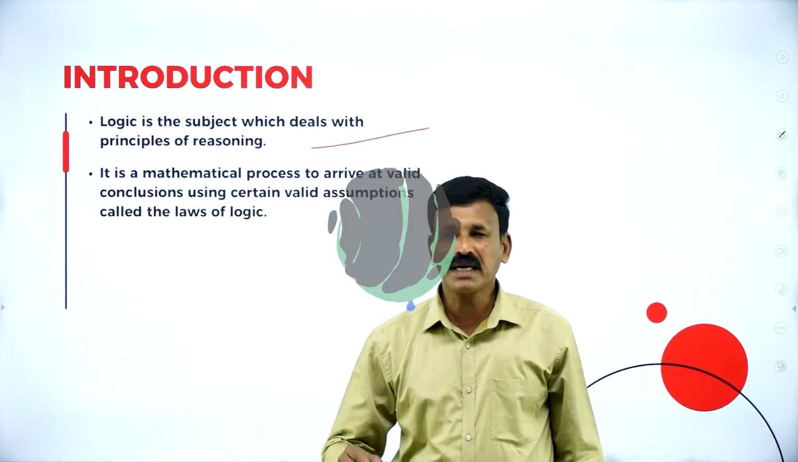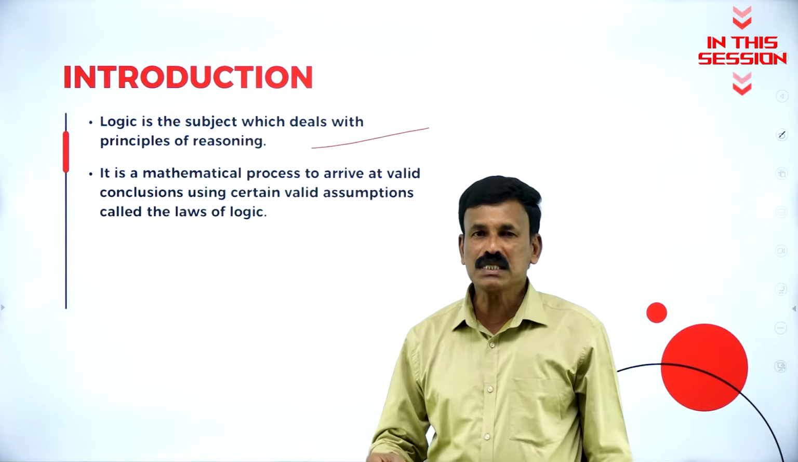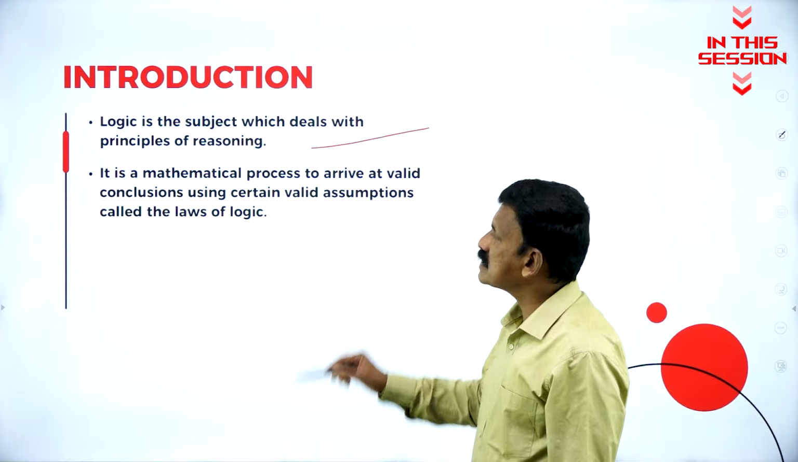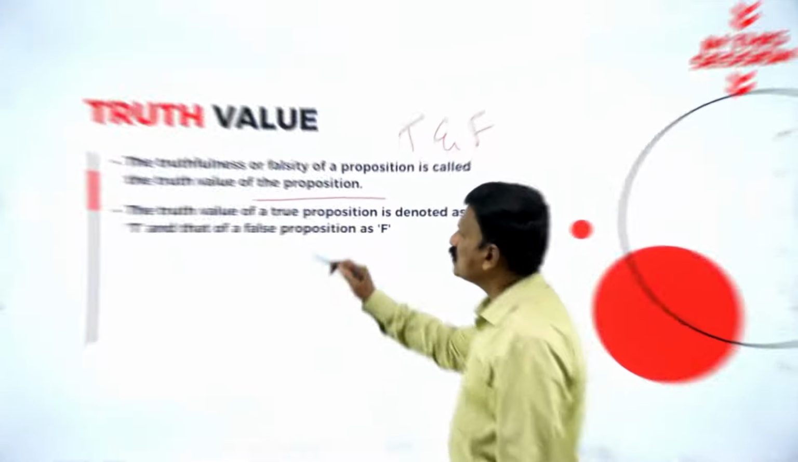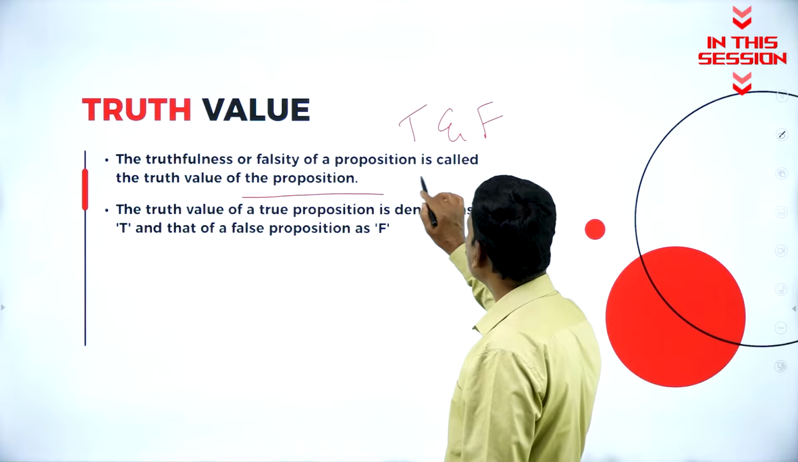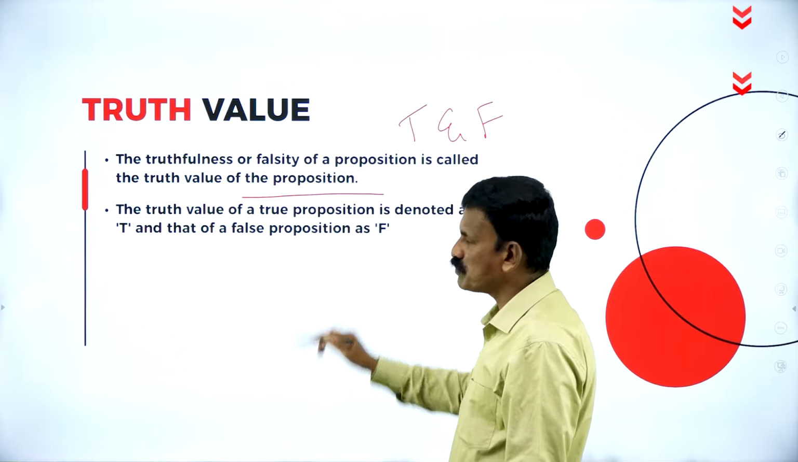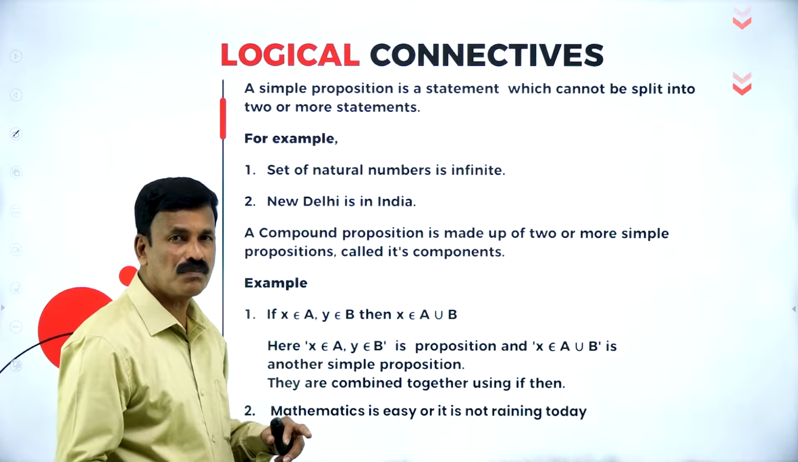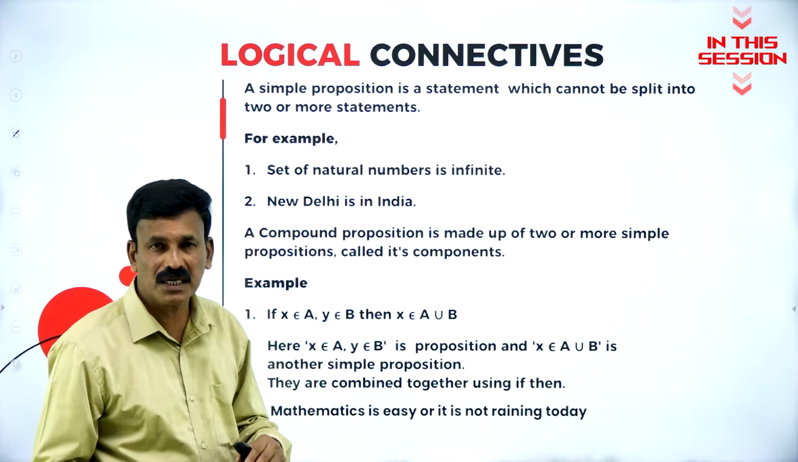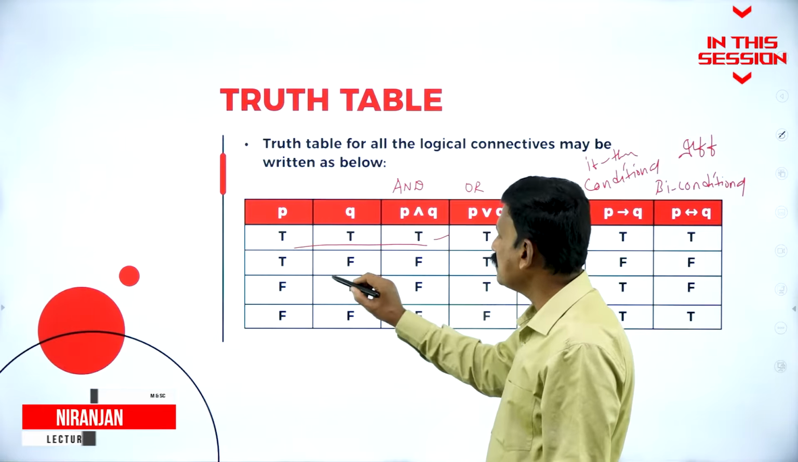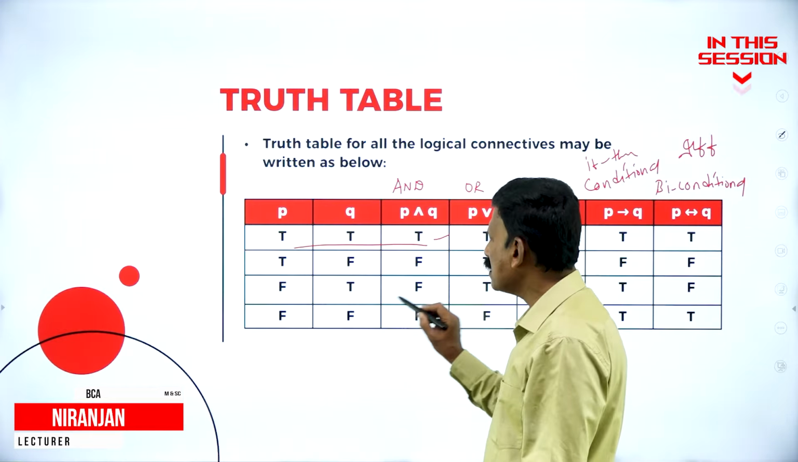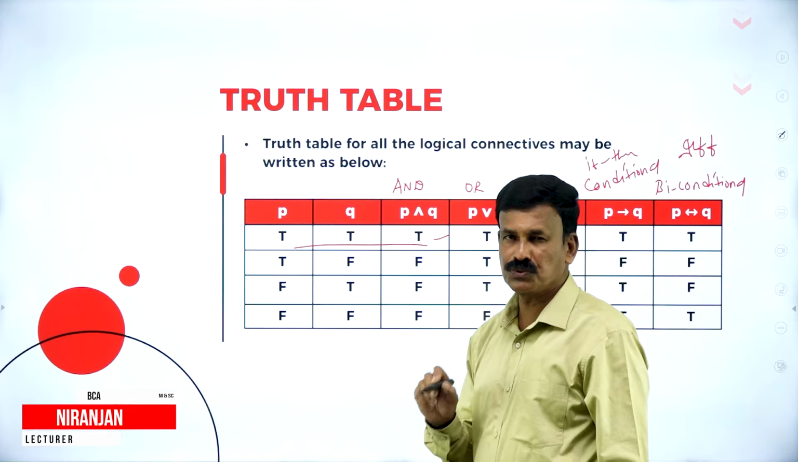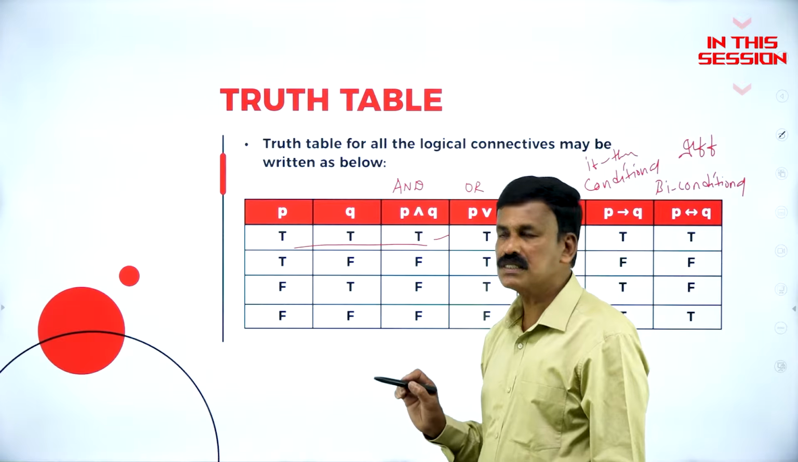The subject, the branch which deals with the principle of reasoning, is called mathematical logic. The truthfulness or falsity of a proposition is called the truth value of a proposition. These two statements can be connected to get a compound statement using logical connectives. So T and T is T, T and F is F, F and T is F, F and F is F. So true and true is true. In other cases, it is false.